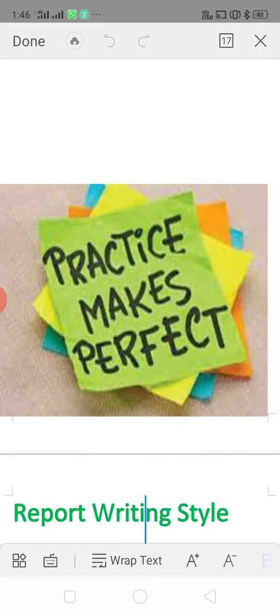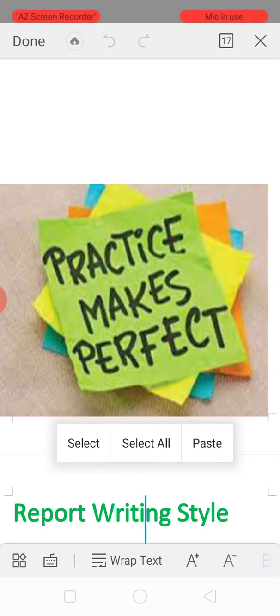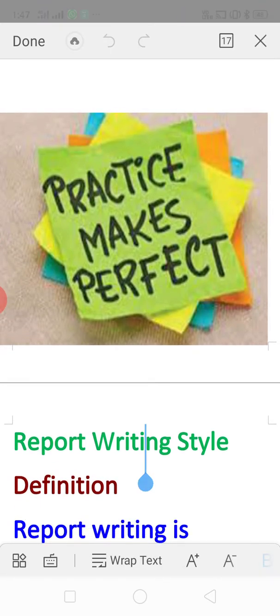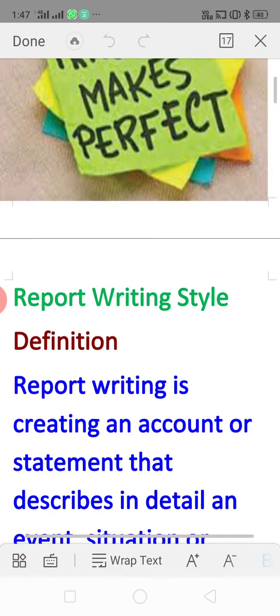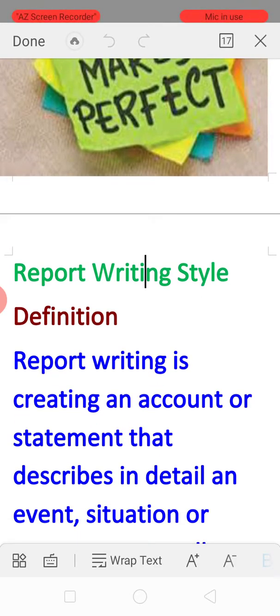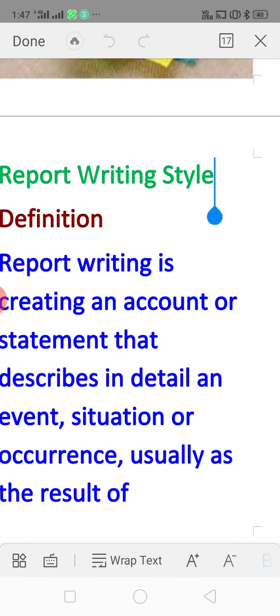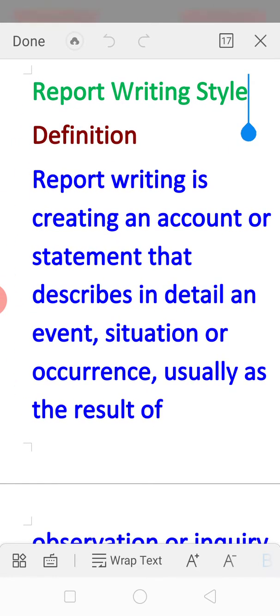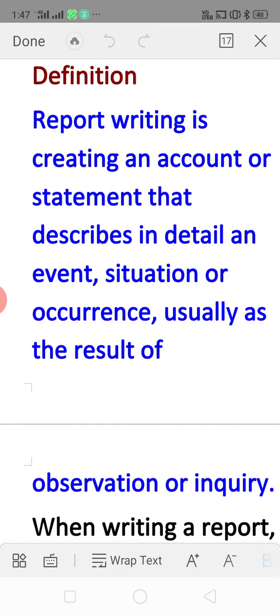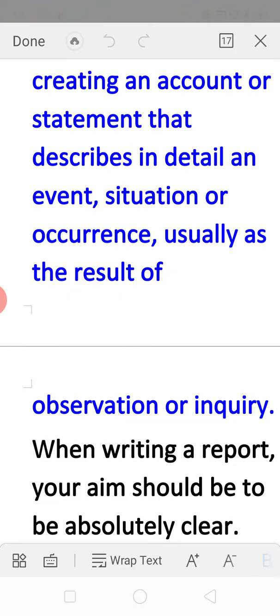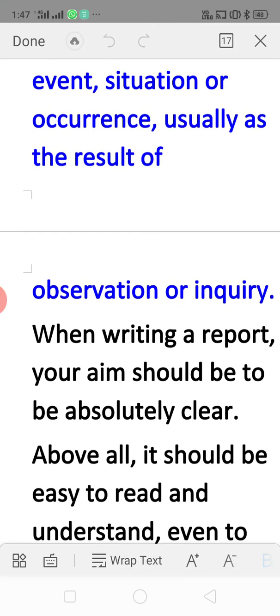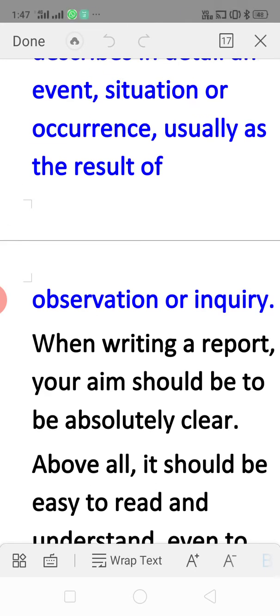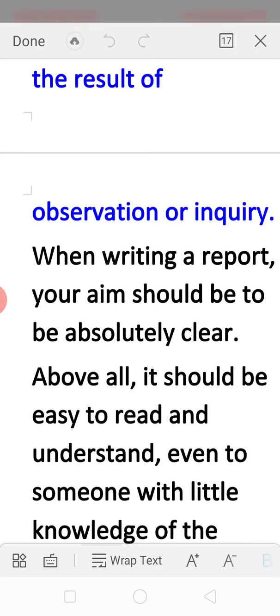Today, in the business English class, we are discussing report writing. Practice makes it perfect. Report writing style. Report writing is creating an account or statement that describes in detail an event, a situation, or occurrence, usually as the result of observation or inquiry. You see something, you observe something, something which happens accidentally, and then you may try to make a report.